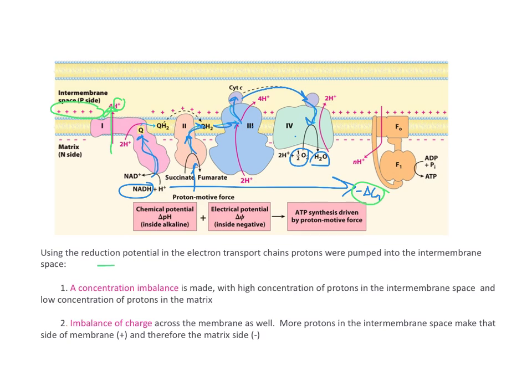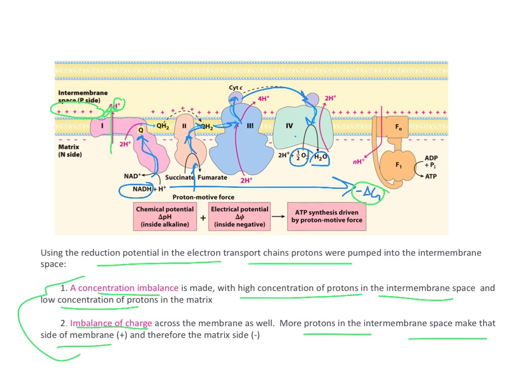So using the reduction potential in the electron transport chain, we can move protons into the inner membrane space. What this creates is a concentration imbalance. A high concentration of protons in the inner membrane space and a low concentration of protons in the matrix. It also creates an imbalance of charge across the membrane. More protons in the inner membrane space make that side of the membrane more positive. So we have what's called the proton motive force.